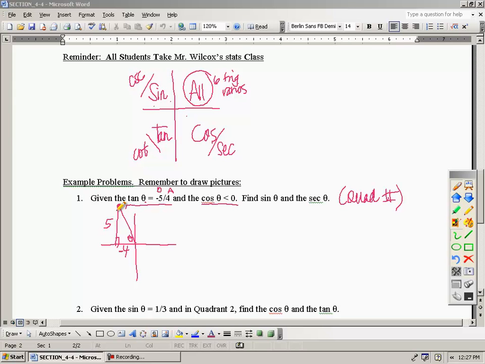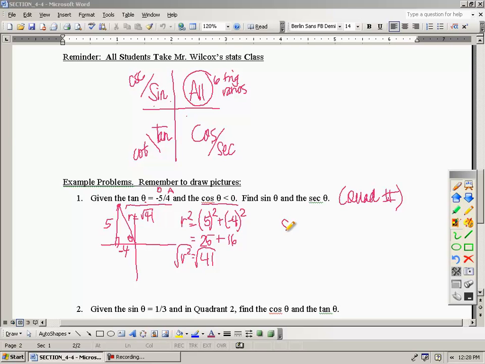Now, when I go through, I obviously need to find my hypotenuse or my value of r. So r squared is 5 squared plus negative 4 squared. 25 plus 16 is 41, and I can square root this. Now the question is, can you break down the square root of 41? And you can't because it's prime. So r is just the square root of 41.